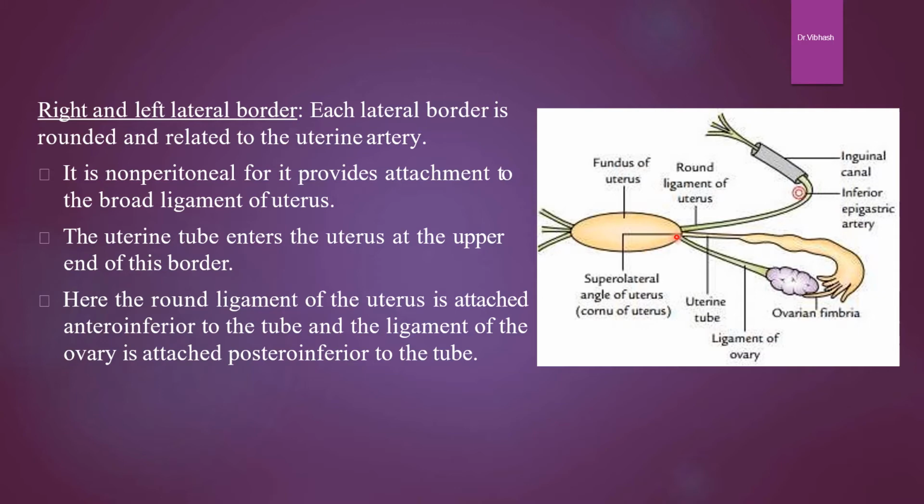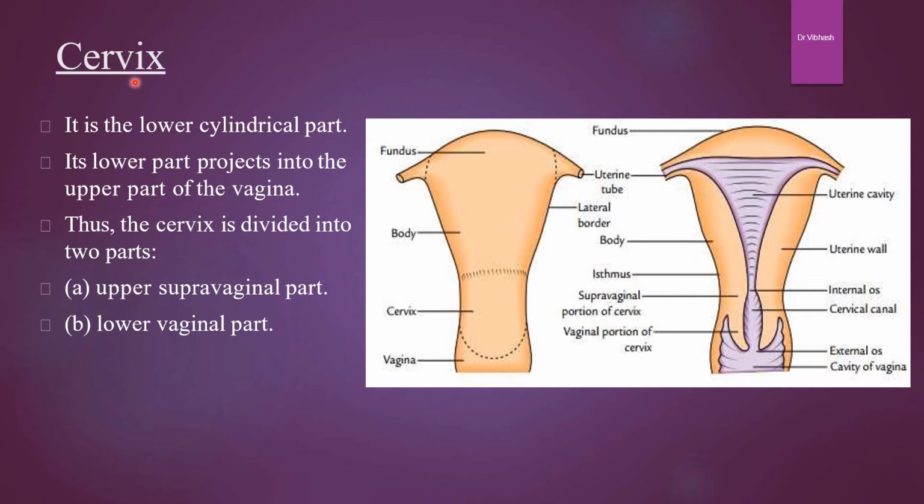Then on its upper end, on both sides, the uterine tube, or fallopian tube, is attached. This is the fallopian tube and this is the attachment to the upper end of lateral borders. Inferior to the attachment of uterine tube, you can see the ligament of ovary is attached. And superiorly, you can see the round ligament is attached on both sides. That is about the upper part of uterus.